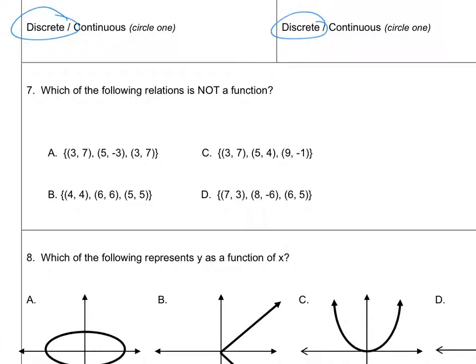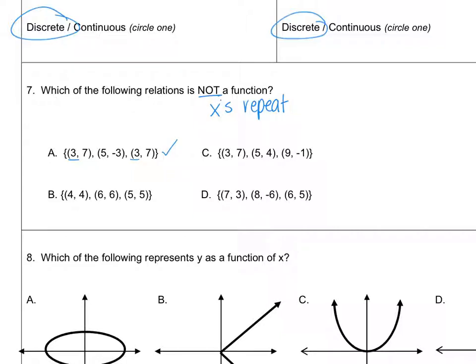Number 7. Which of the following relations is not a function? In order for it to be a function, your x's can't repeat. So if it's not a function, that means that your x's repeat. Let's look at the x values of each of these. On A, do any of my x values repeat? I have a 3 and a 3. Yes, they do, so that means that this one is not a function. Let's check the rest of them.